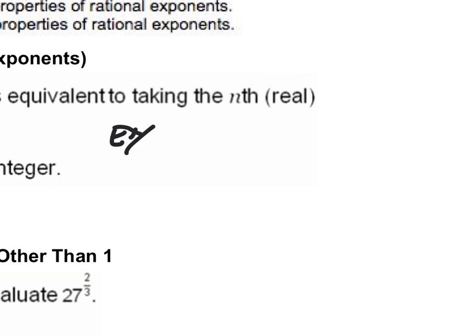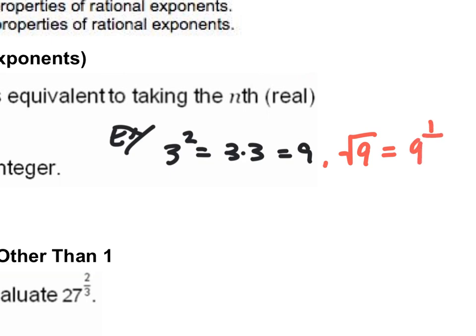Now, let's think of an example, and let's just think of the basics here. If you have 3 squared, that's 3 times 3, which gives you 9, and that's using your exponent. If we go backwards and take the square root of 9, really what we're doing is taking 9 to the 1/2 power, and that's going to give us 3. In your calculator, you can type the square root of 9, or you could take 9 to the 1/2 power, and it'll give you the same thing.